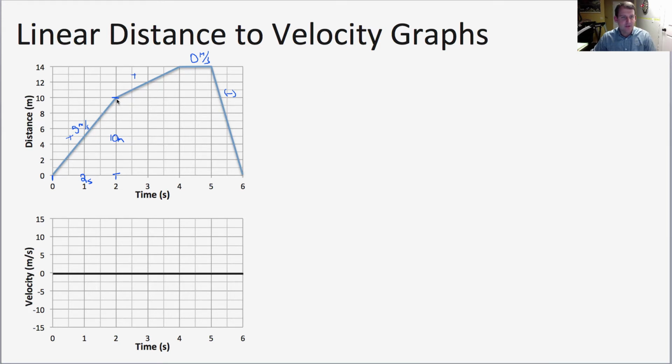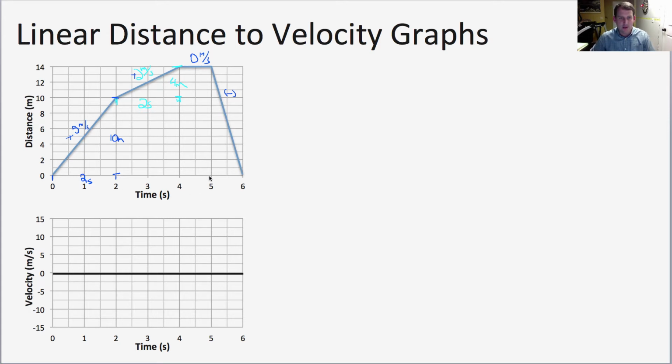The next one you can see we start at 2 seconds here and we end at 4 seconds here for a total change in time of 2 seconds. And we started at 10 meters here and we ended at 14 meters here for a total change of 4 meters. Now if I'm going to go 4 meters in 2 seconds, well gosh, I better be going at a velocity of 2 meters per second to get to 4 meters in 2 seconds. Now the next one's already done for us, 0 meters per second. That was a straightforward one.